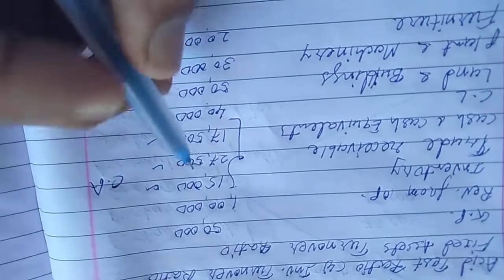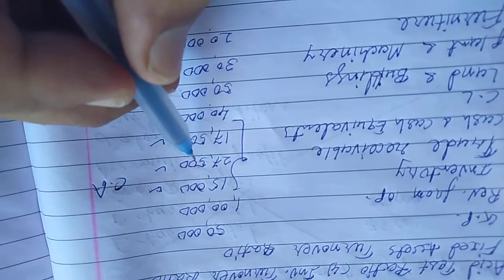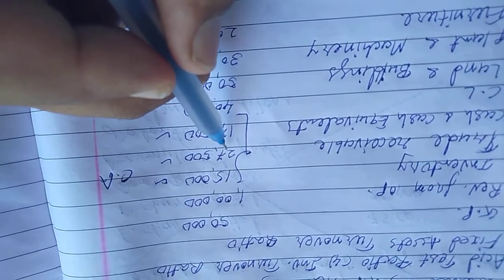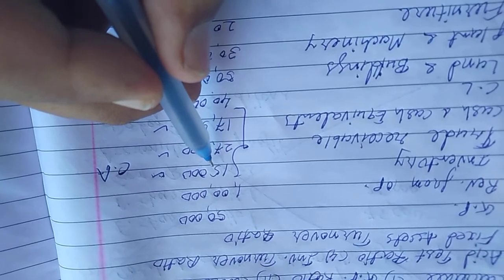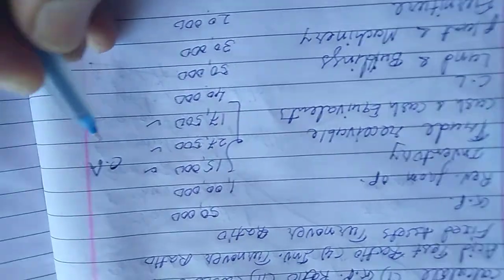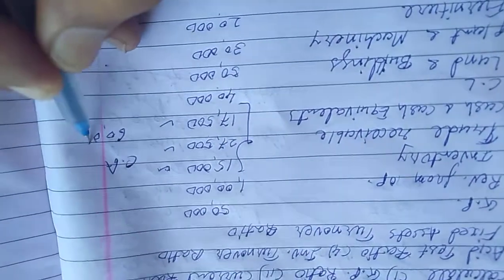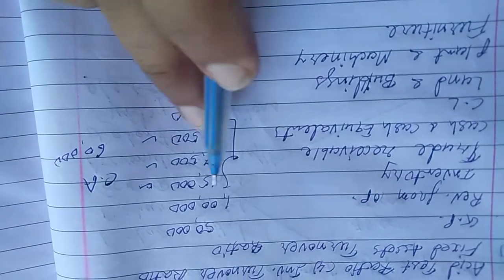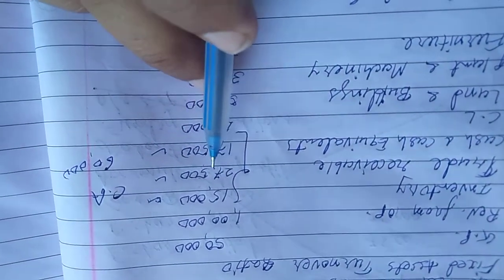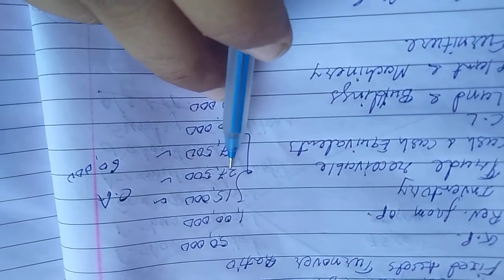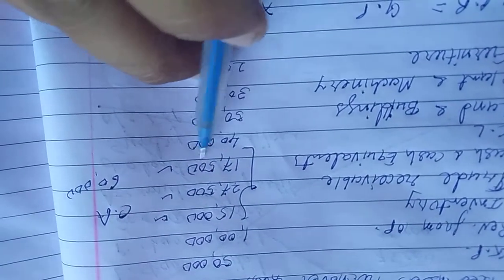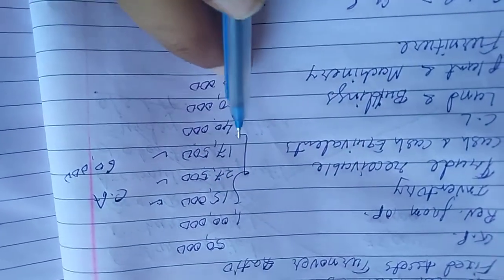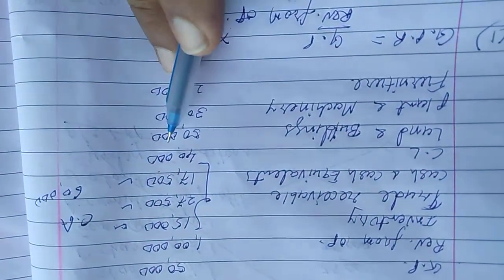So current asset, how much? 17,500 plus 500 is 18,000, plus 7,000 is 25,000, plus 20,000 is 45,000, plus 15,000 is 60,000. Current asset is 60,000, the total of inventory, trade receivable and cash equivalent. And current liability is already given, 40,000.